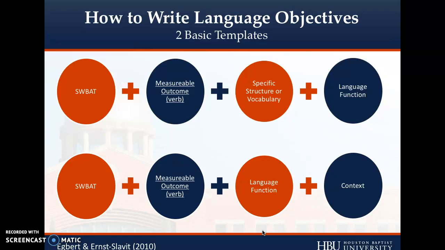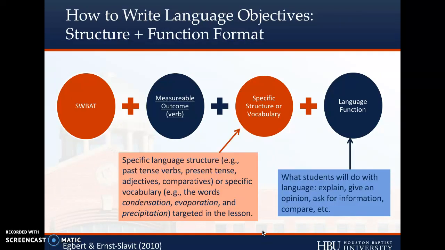The second template, again, we start with learner will be able to, or student will be able to, plus your measurable outcome verb, plus this time, instead of having a specific structure, we start with the language function and add the context. So what the students will be able to do with the language, and then in what context or in what situation will they be able to do that. So let's look at the first template, which is the structure function format.